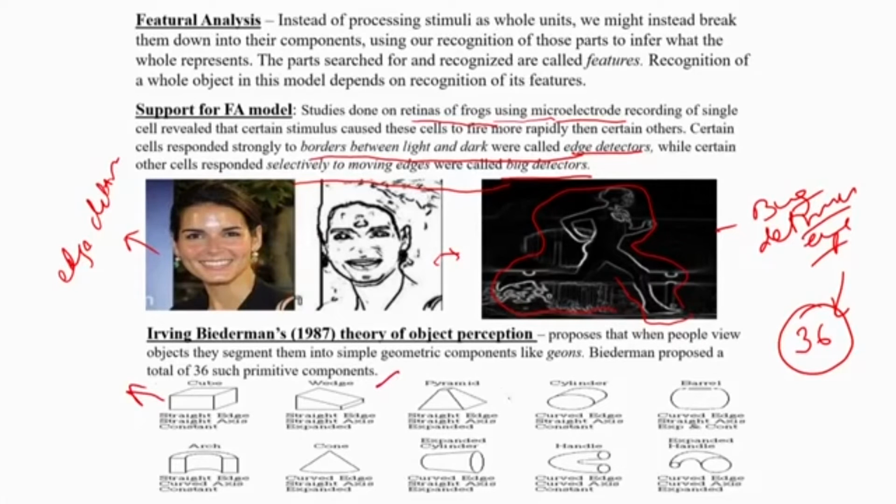So, these are Biederman's geons. If you look at it, this is the shape of a cube, this is a wedge, pyramid, cylinder, barrel, expanded handle, cylinder, cone, arch. I am showing you some of them, but there are different geons available. What Biederman says is these are the primary geons, the geometrical ions which are required, and most visual fields, most perceptions that we have, are actually a combination of these geons.